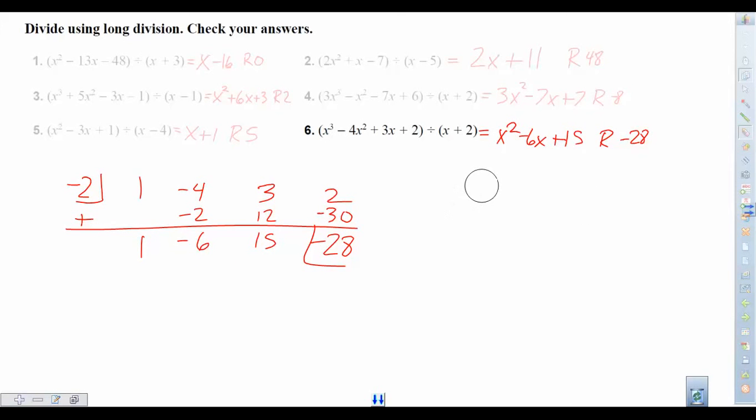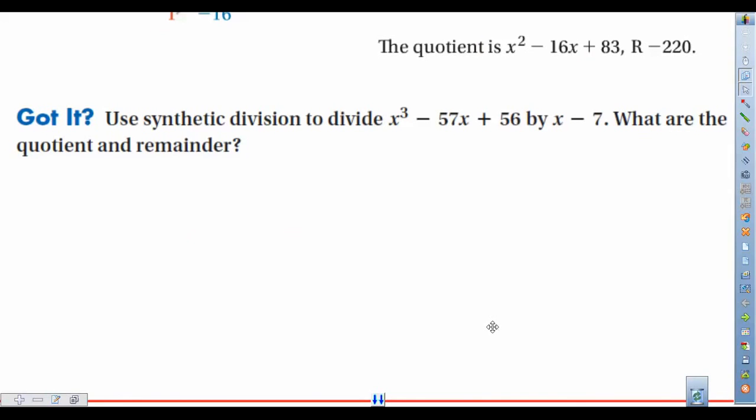All right, let's flip this to your note sheet and look at how the note sheet kind of makes things a little bit trickier. So right now I'm sitting at the very bottom right of your note sheet here, and they want us to use synthetic division, divide x cubed minus 57x plus 56 and divide it by x minus 7. And what's the quotient and the remainder? What they're hoping you do is they're hoping that you do this. They're hoping you put a 7, they're hoping you put a 1, and they're hoping that you put a negative 57 and then a 56. Boom, they got you.